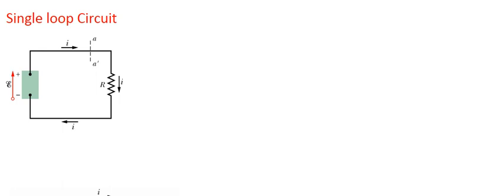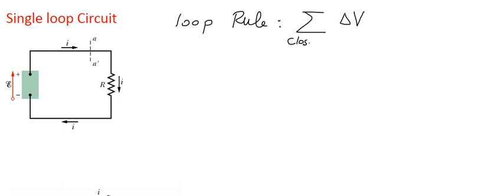So we will use what we call the loop rule. The loop rule states that the algebraic sum of differences in potential across different components along a closed path is equal to what? To zero. This is a conservation of energy, actually.